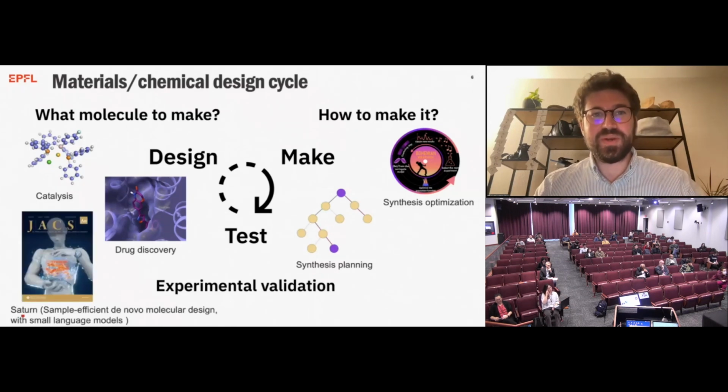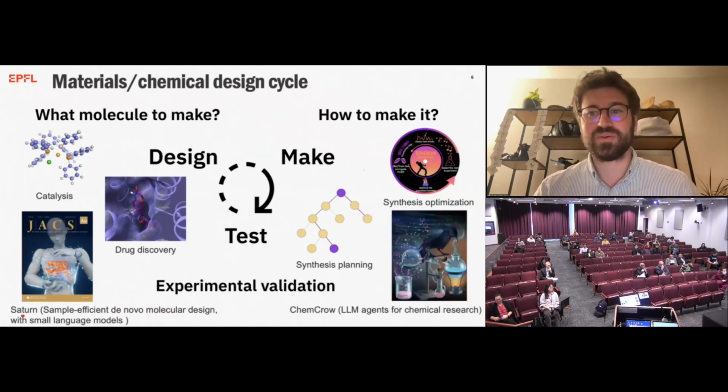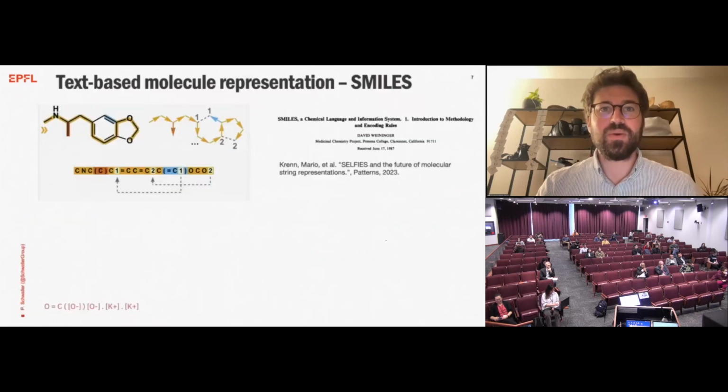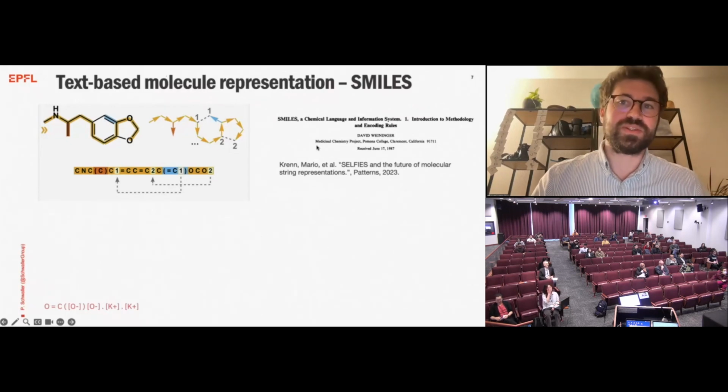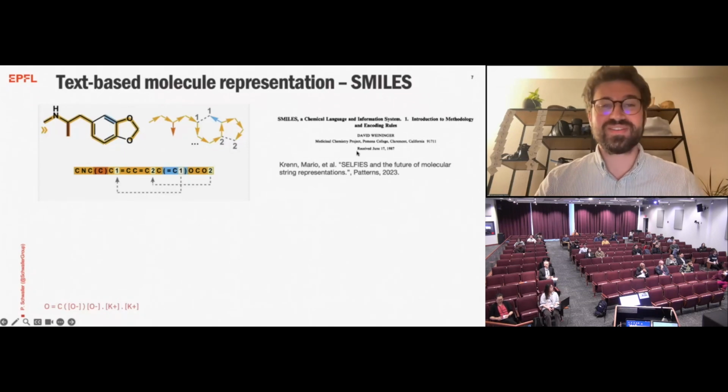We're working on all of that, from really small language models for more de novo molecular design to large language models applied to chemical research. Today I will focus more on the large language models. What they all have in common, if we want to use language models in chemistry, is that we need a text-based representation. What is impressive is that the SMILES representation, introduced back in the 80s, is still used today and fits those language models super well.